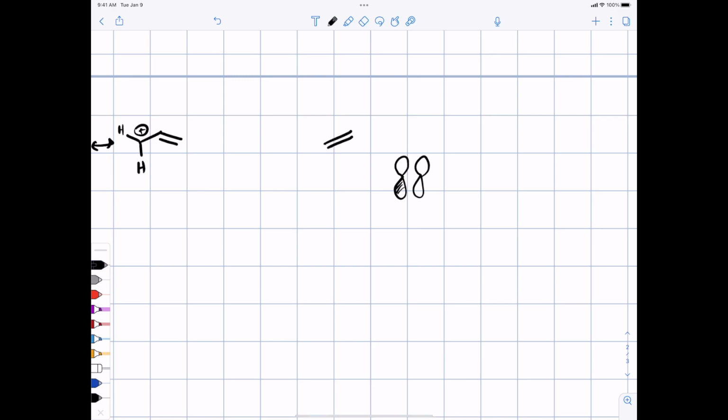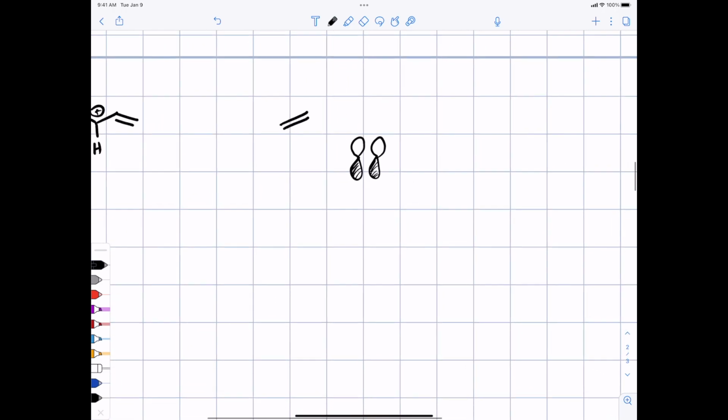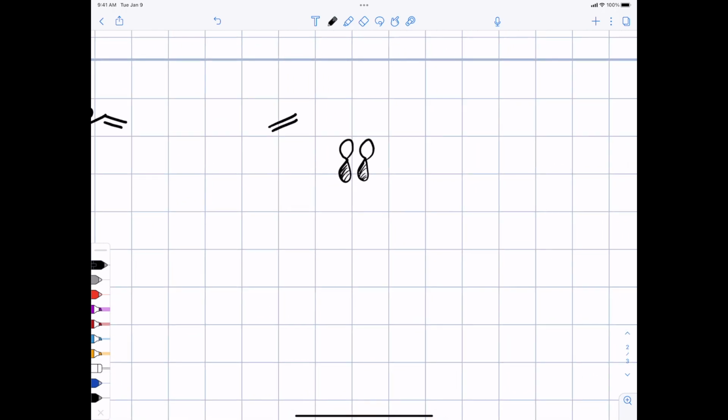Here we're using shading to indicate the sign of the wave function. I don't want to say any more about that. If it's confusing to you, you should go look at the optional molecular orbital theory review study guide. The side-by-side overlap of two p orbitals creates a pi molecular orbital, and this is a bonding orbital.